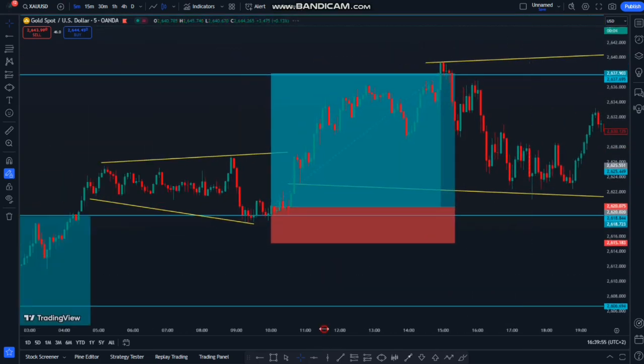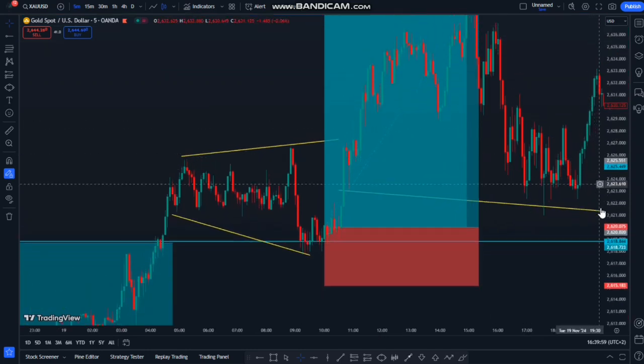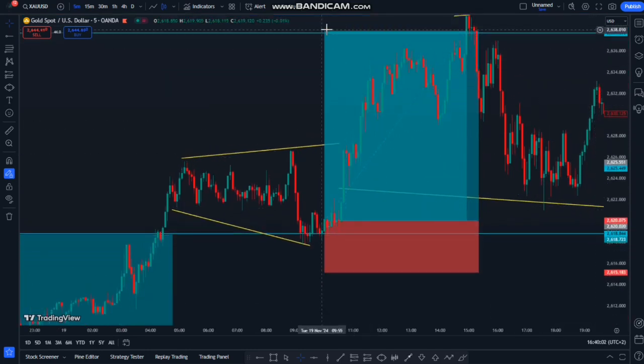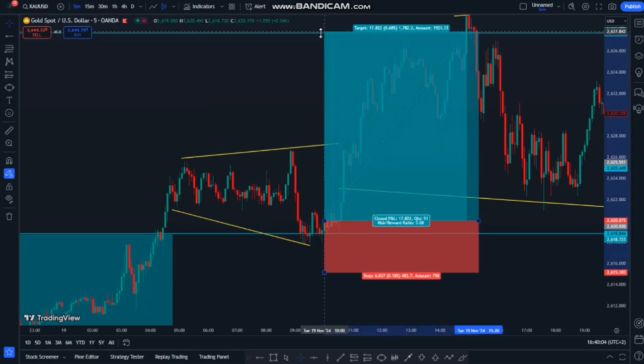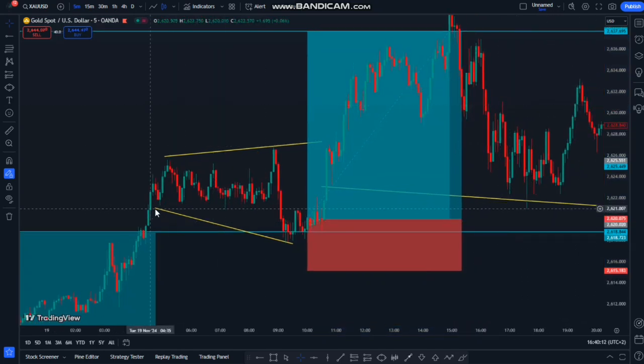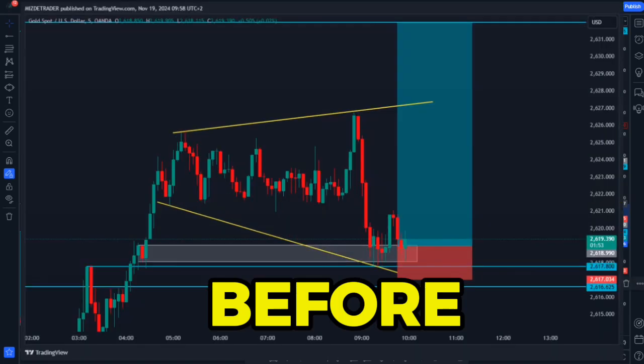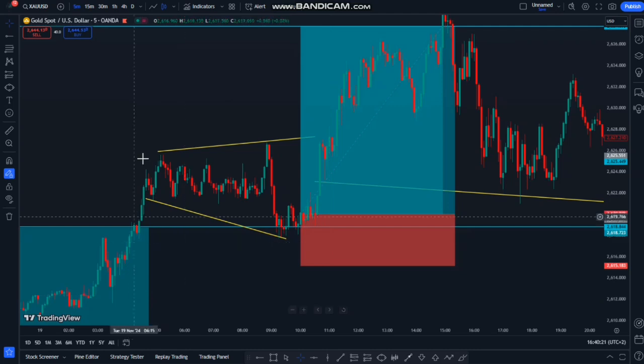All right. So here in this trade, many people were expecting gold to sell, and then they asked me why and how did you get that trade. Okay, so here's how I got this trade. You can see the before here on the screen, and then this is how I got this trade.